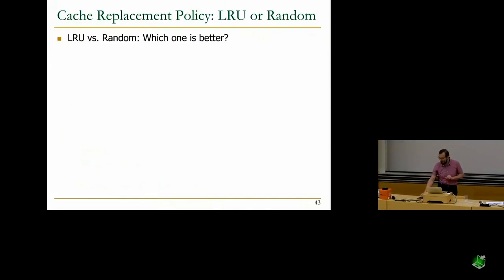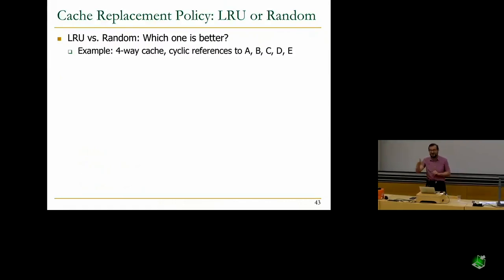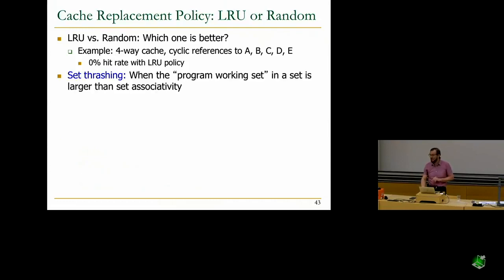Okay, let's take a look at one other policy, LRU versus random. This is actually really interesting. Which one is better? So let's assume you have a 4-way cache. You have cyclic references to A, B, C, D, E. They all map to the same set. If you use LRU, you get 0% hit rate. This is called set thrashing. Essentially, it happens when the program working set within the set is larger than the set associativity. So LRU is not a good policy in this case.